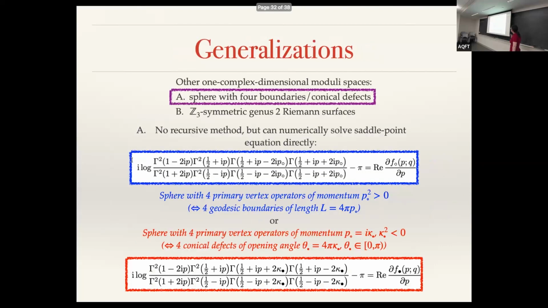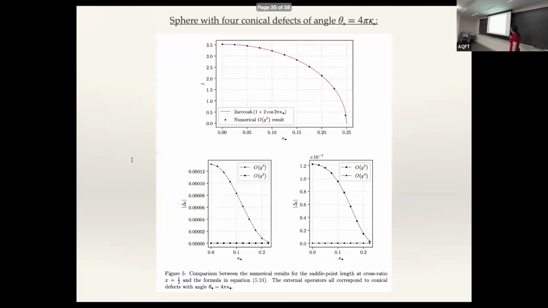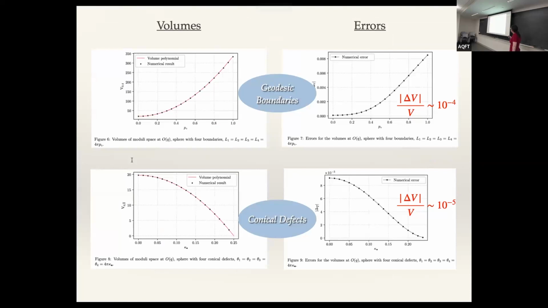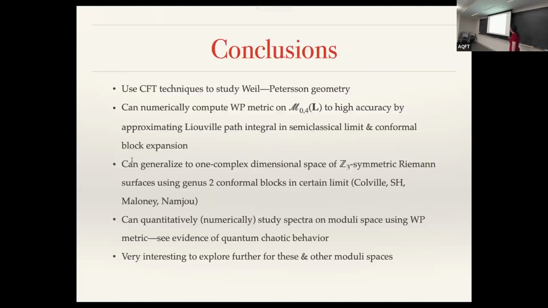Okay, so I'm going to skip the last part, which talked about generalizations to geodesic boundaries and conical defects. We again compared with some analytic results for our metric, and we're able to reproduce volume polynomials very accurately, but we did not analyze spectral statistics in this case, which would be interesting to do.